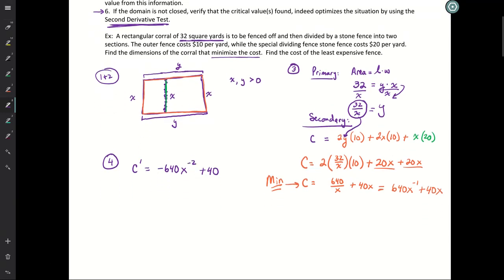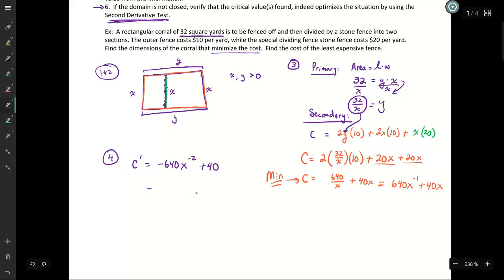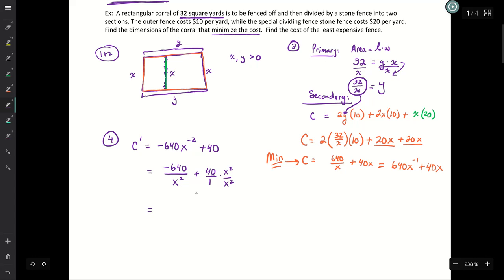All right, then from here, I need to be able to set this up so I can find a critical number. I'm going to drop this negative exponent down to the bottom, so negative 640 over x squared plus, and then at this point I need a common denominator between these two fractions. I'm going to put this 40 over 1, and then to get a common denominator I'd multiply by x squared over x squared. So that's going to give me negative 640 over x squared plus 40 x squared over x squared.